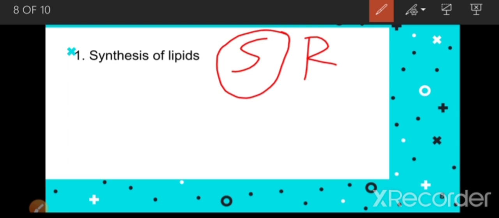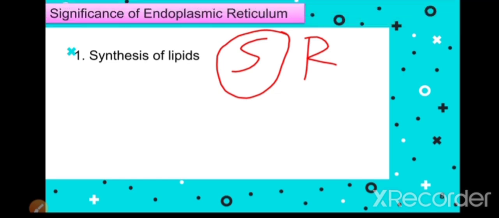Like if we're talking about the cholesterol and glycolipids, phospholipids, all these are the different types of the lipids which get synthesized by the smooth endoplasmic reticulum. The second important function of the endoplasmic reticulum, it involves in the synthesis of the proteins.